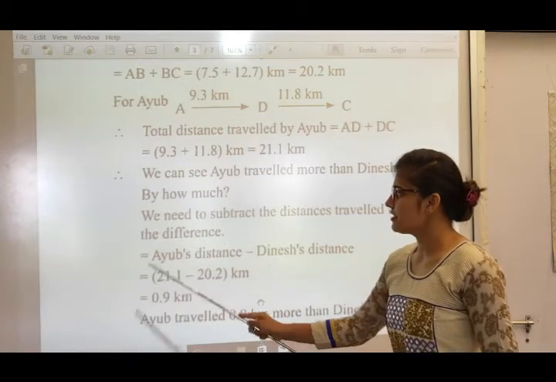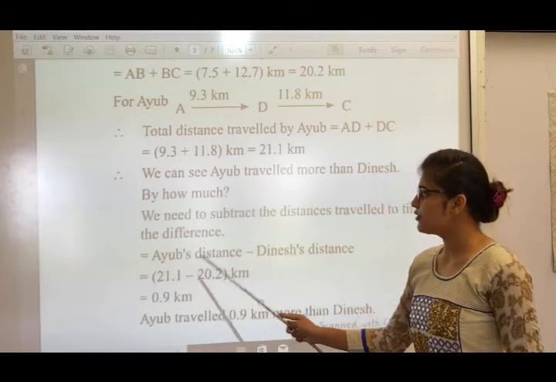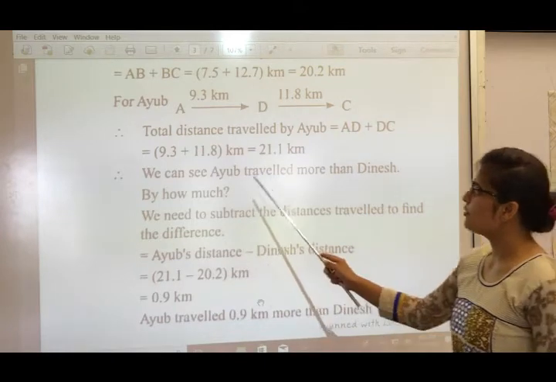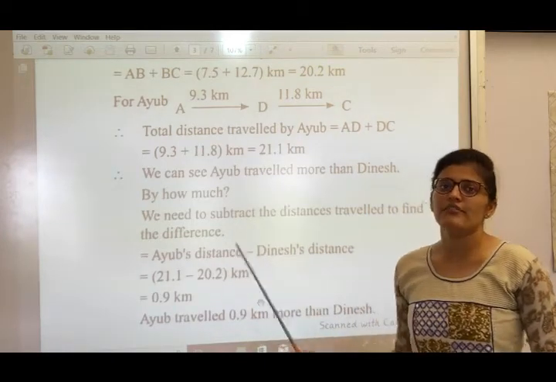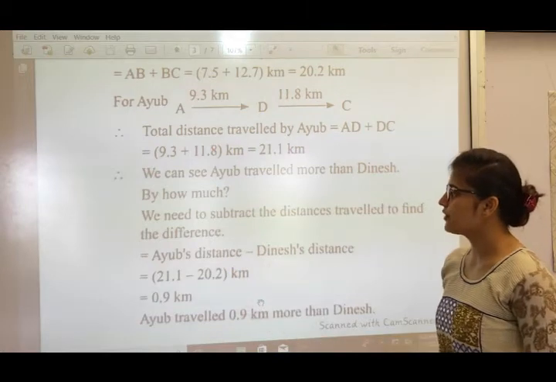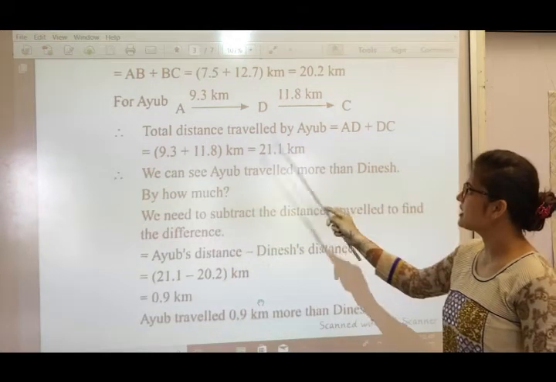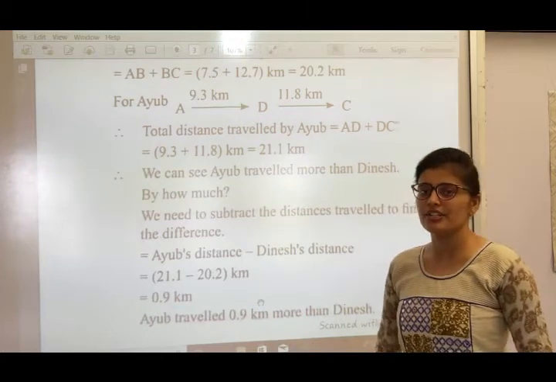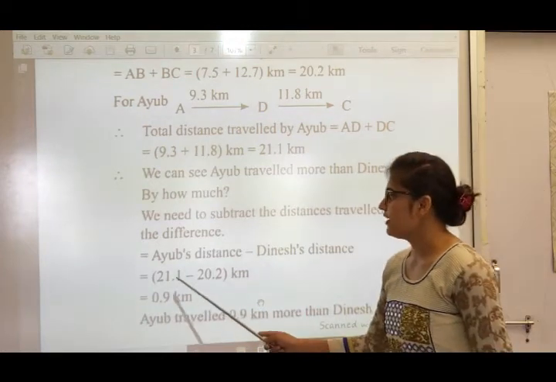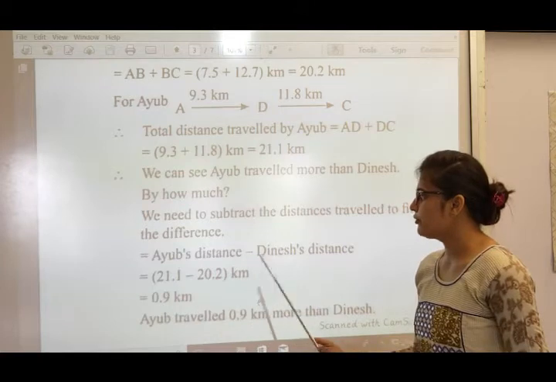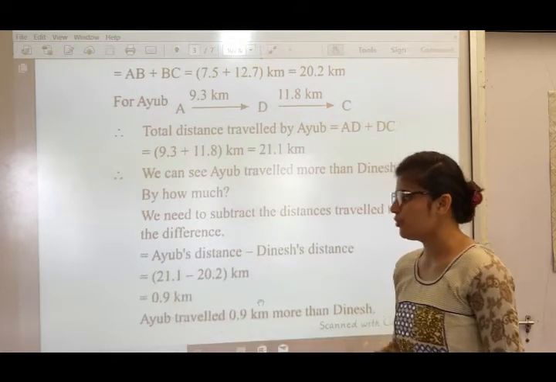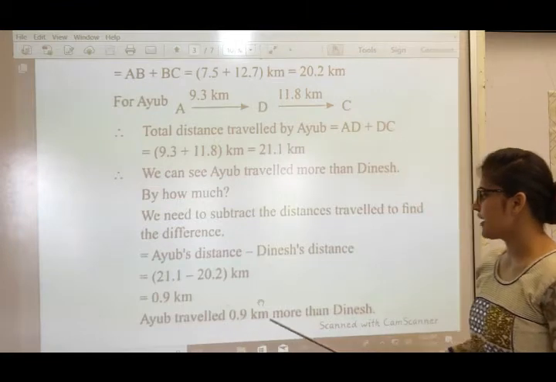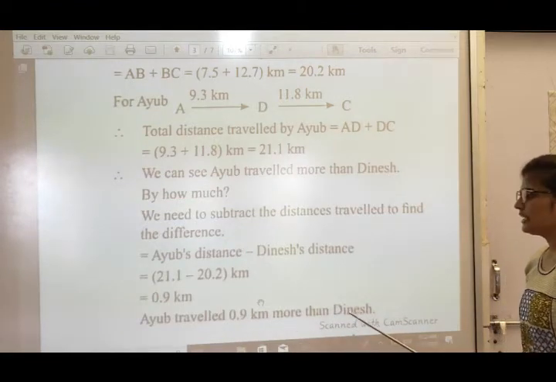So for the difference it will be equal to Ayub's distance minus Dinesh's distance. Here you can see Ayub has travelled more, so that we have to put first. After that we have to subtract what Dinesh has travelled, which was 20.2 kilometers. We have to minus that. So 21.1 minus 20.2 kilometers will be equal to 0.9 kilometers. So Ayub travelled 0.9 kilometers more than Dinesh.